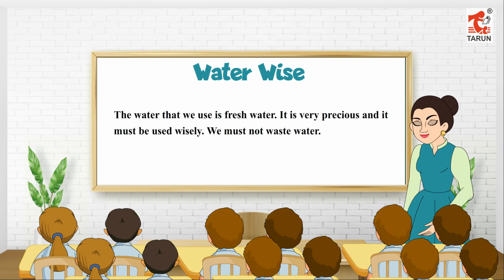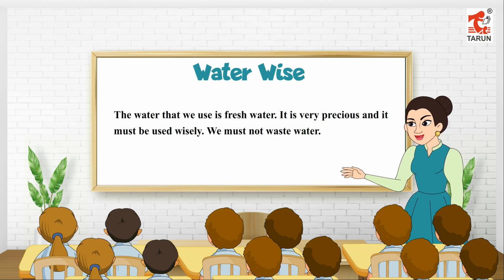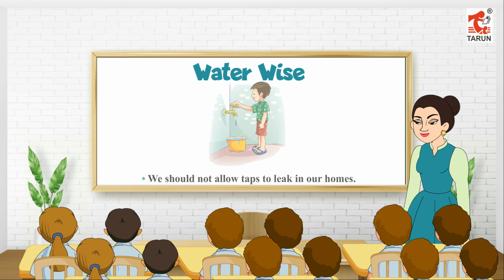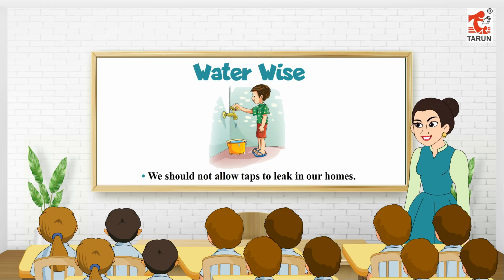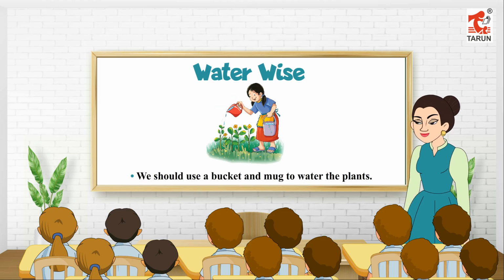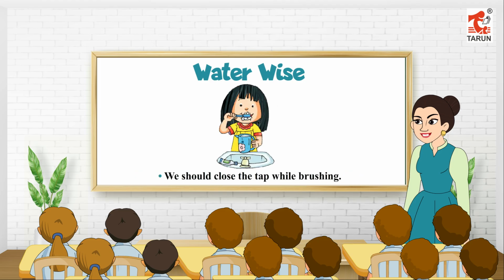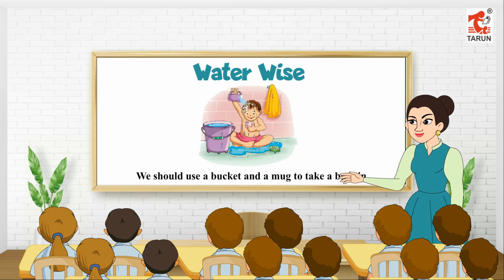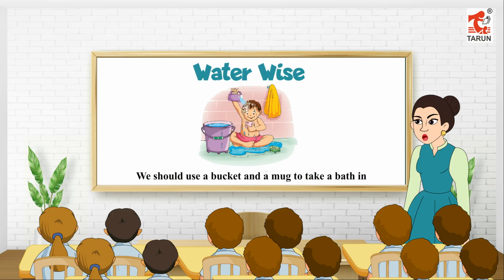Water-wise. The water that we use is fresh water. It is very precious and it must be used wisely. We must not waste water. We should not allow taps to leak in our homes. We should use a bucket and mug to water the plants. We should close the tap while brushing. We should not throw waste in the river. We should use a bucket and a mug to take a bath in place of a shower.